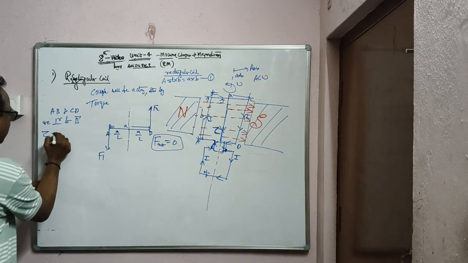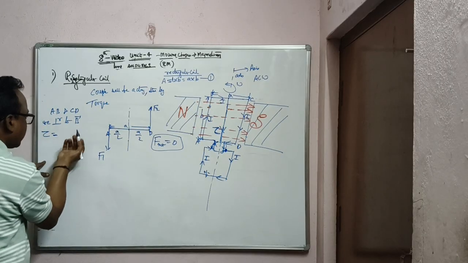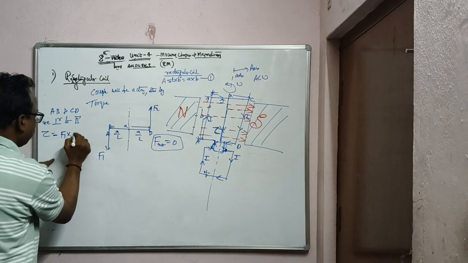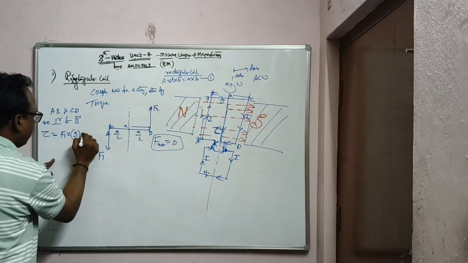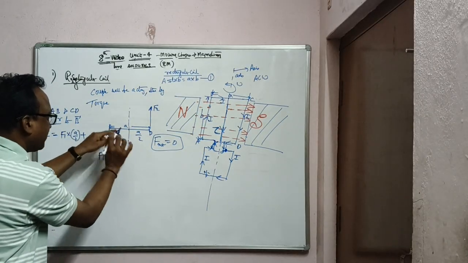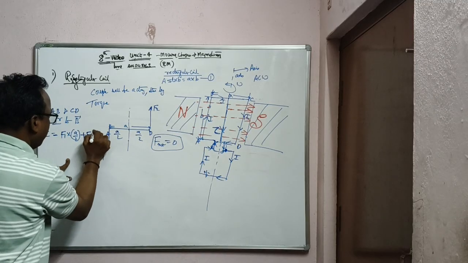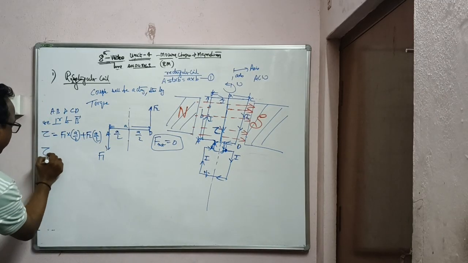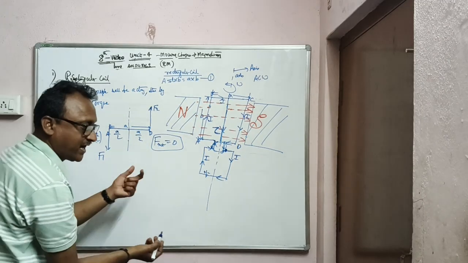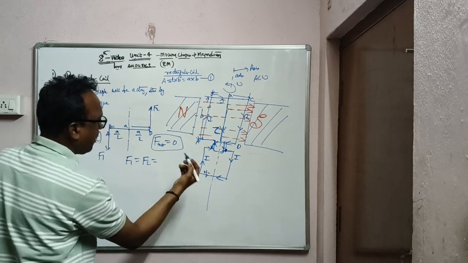What is the torque? Torque due to the field: force into perpendicular distance, A/2, plus torque, that is total torque. This one is downward, force into perpendicular distance; this one is upward, force into perpendicular distance again. So what is the total torque? F1 into A/2, and F1 and F2 are equal forces, equal but in opposite direction.